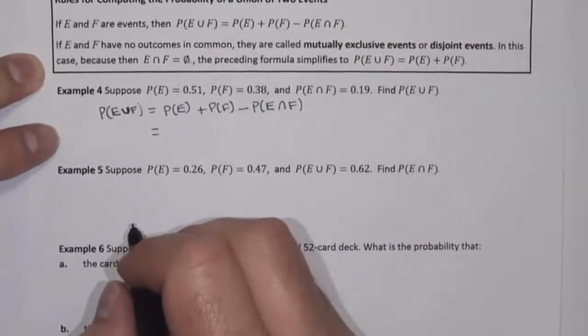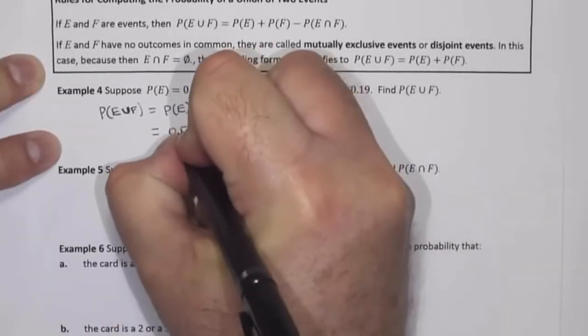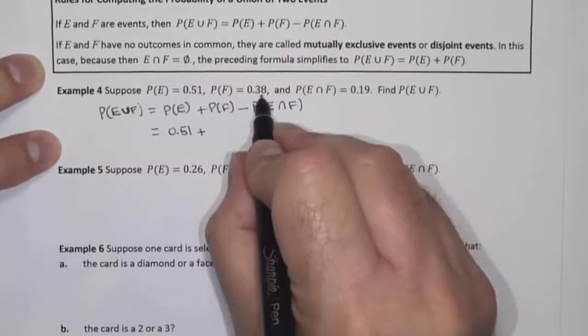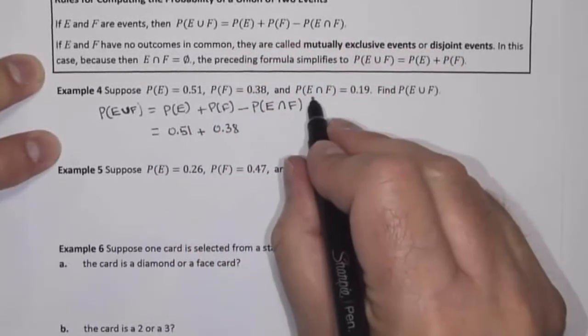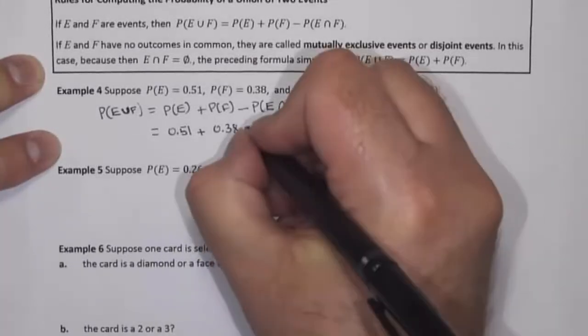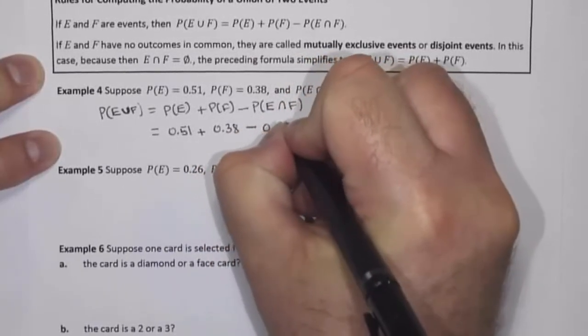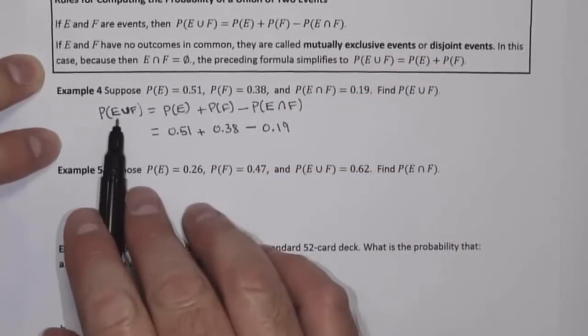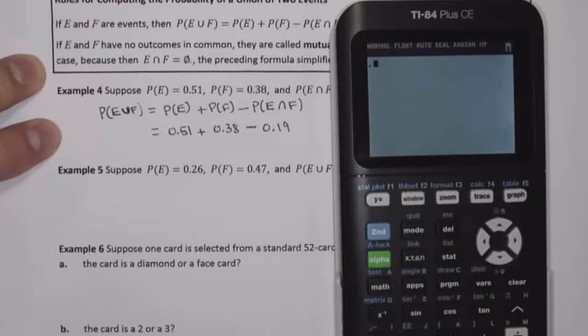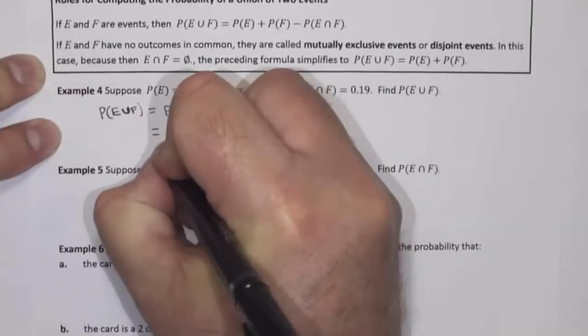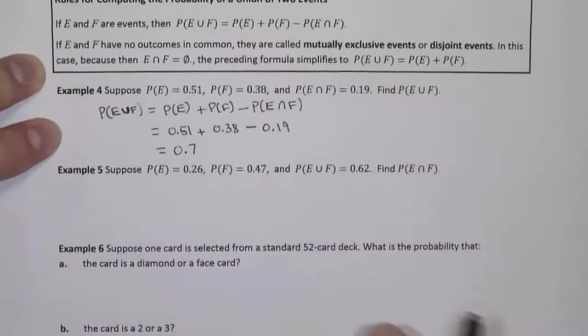Well, we're told the probability of E is 0.51, so that's 0.51. We're told the probability of F is 0.38, so that's 0.38. And we're told the probability of E intersect F is 0.19, so minus 0.19. So if I want to know the probability of E union F, I just have to add and subtract here. So if I bring in my calculator, 0.51 plus 0.38 minus 0.19, that is equal to 0.7. So the probability of E union F would be 0.7.